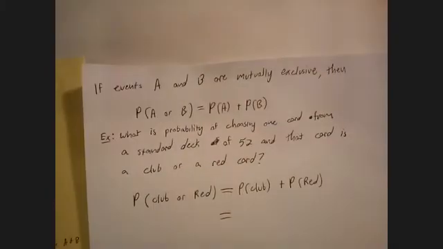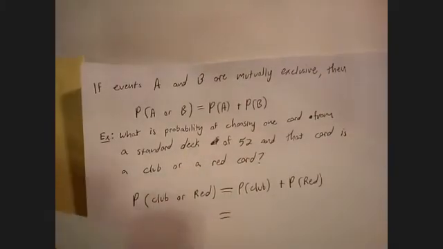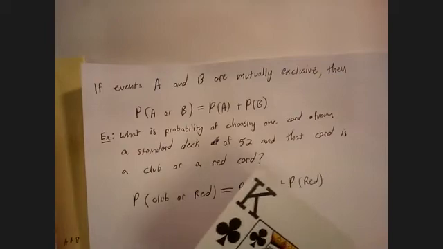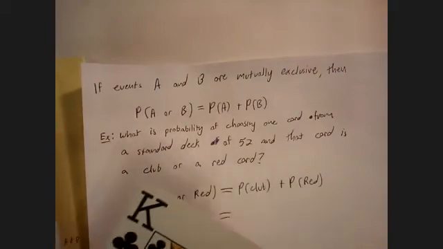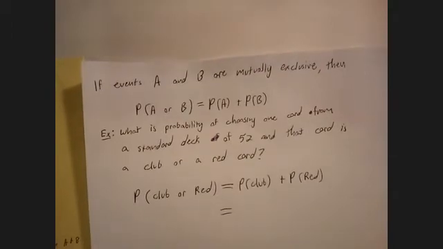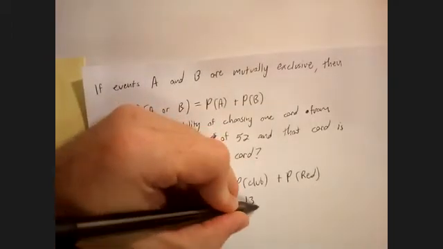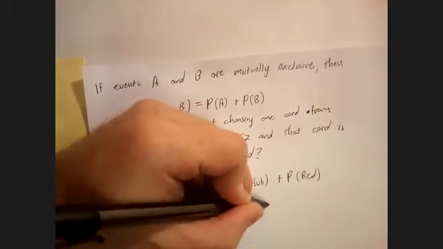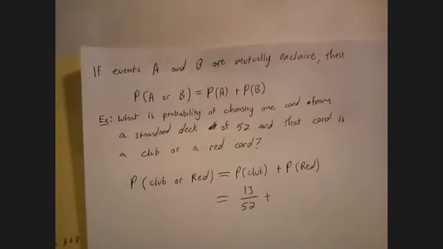All right, so we have to remember what's in a deck of cards. There are 4 suits, and each suit has the same amount. So 52 divided by 4 is 13. So there are 13 clubs. There's also 13 hearts, 13 diamonds, 13 spades. So 13 over 52 is the probability of a club.